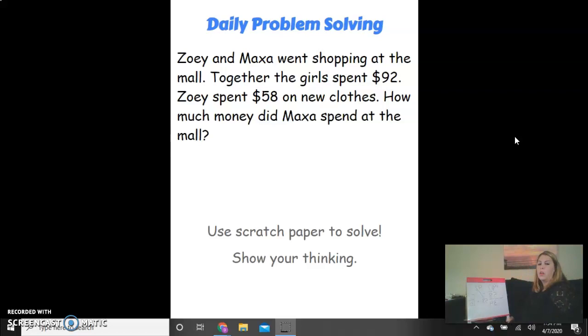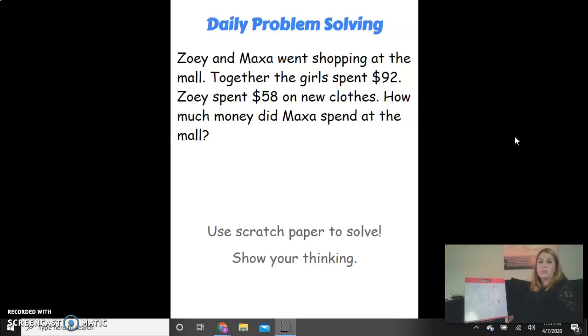So in the question, it asks, how much money did Maxa spend at the mall? So we need to label the answer 34 with a dollar symbol. So we know that the answer is $34.